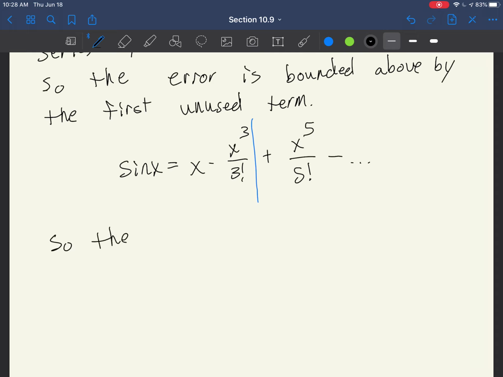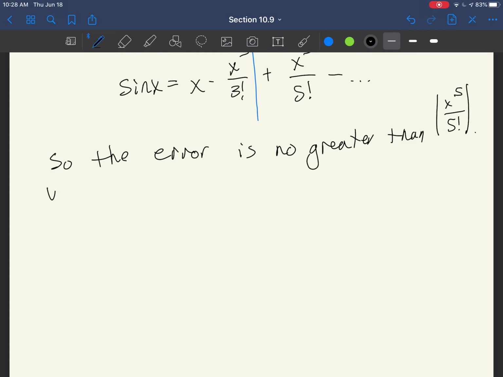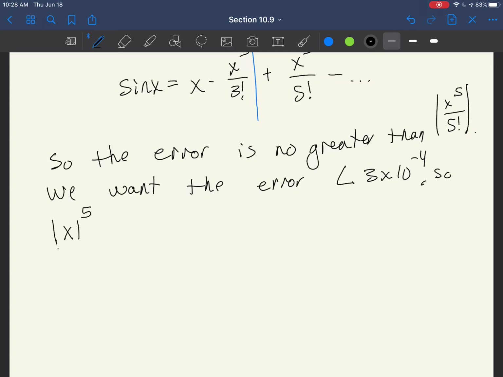We are truncating it at x cubed over 3 factorial. So the error is no greater than the absolute value of x to the fifth over 5 factorial. We want the error less than 3 times 10 to the negative fourth. So we're trying to solve the inequality x to the fifth over 120 is less than 3 times 10 to the negative fourth.